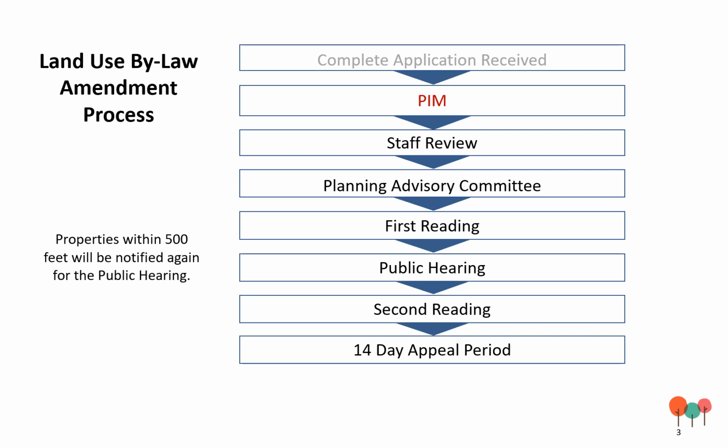Following that, I make a recommendation to the Planning Advisory Committee, who will then forward their recommendation to the full Municipal Council at first reading. Following first reading, there is a public hearing, which is an opportunity for the public to speak to Council once I've made another presentation to the full Council. Following the public hearing, there is a second reading where the full Municipal Council will make a decision on the application. Following that decision, there is a 14-day appeal period.